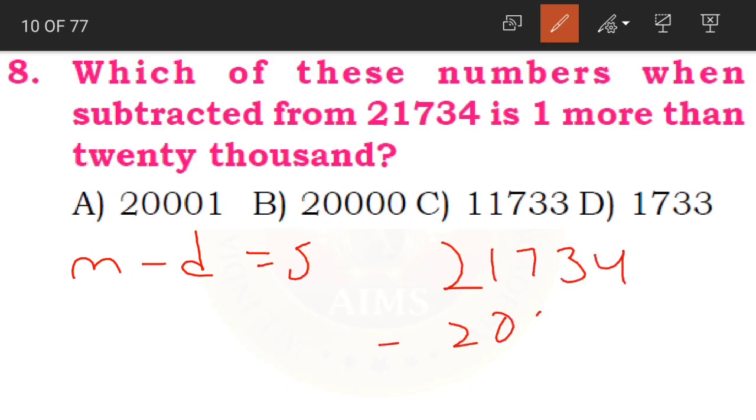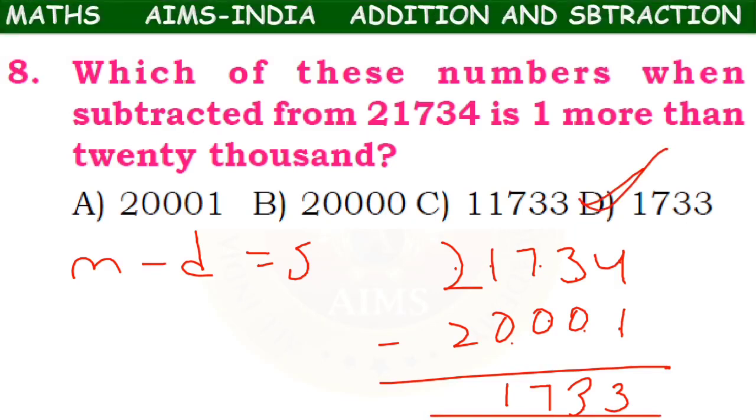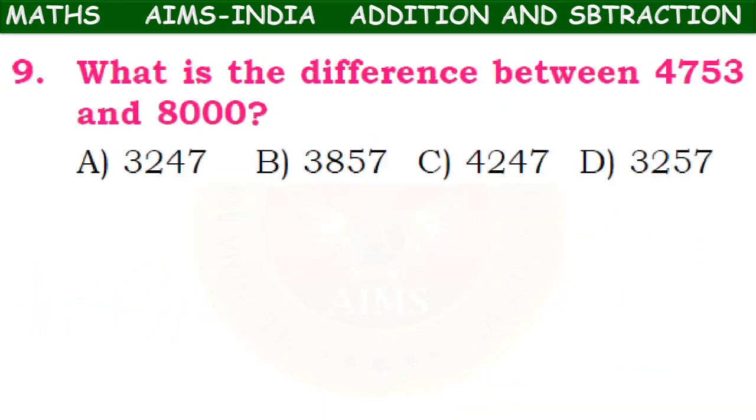21,734 minus 20,001. 4 minus 1 is 3, 3 minus 0 is 3, 7 minus 0 is 7, 1 minus 0 is 1, 2 minus 2 is 0. Yes children, so what is our answer here? 1,733. This is option number D. Clear? First you need to understand the question carefully, children. If you read the question 2 or 3 times, you will be able to understand it. Now write it in the form of an equation like this. From that you can solve and get the answer.